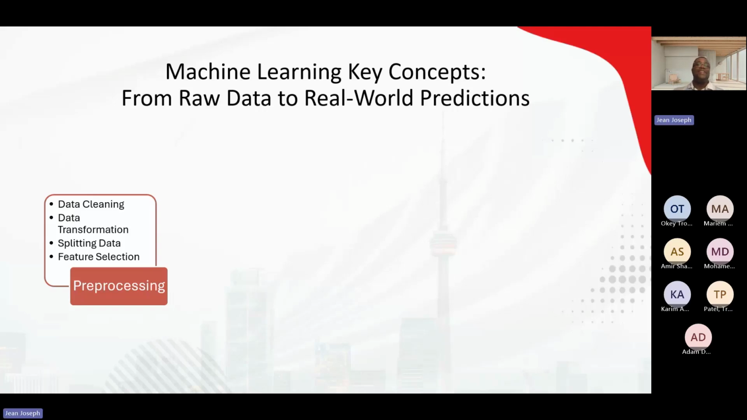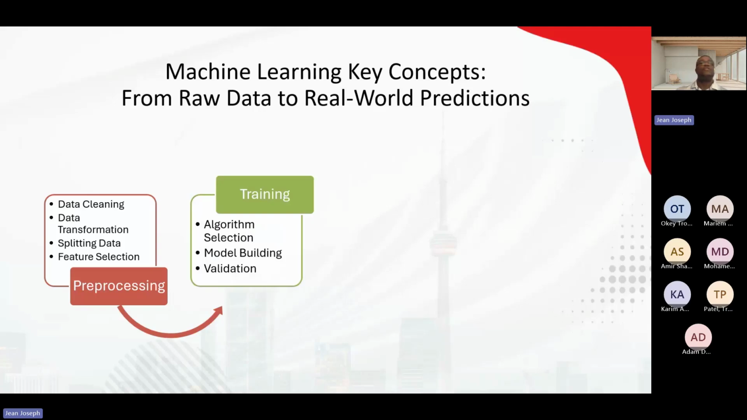It involves handling missing values, encoding categorical variables, normalizing numerical features, and splitting the data into training and test sets. Effective pre-processing ensures the model receives consistent and meaningful input, which is crucial for accurate learning. So once we ingest that data, the next step is to think of training.